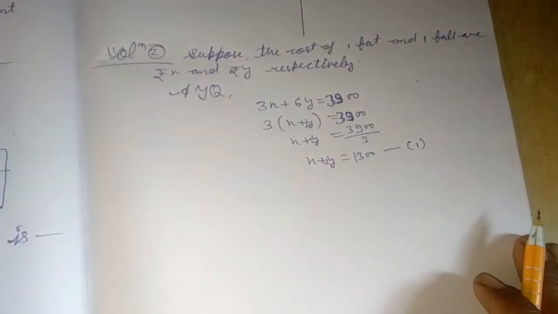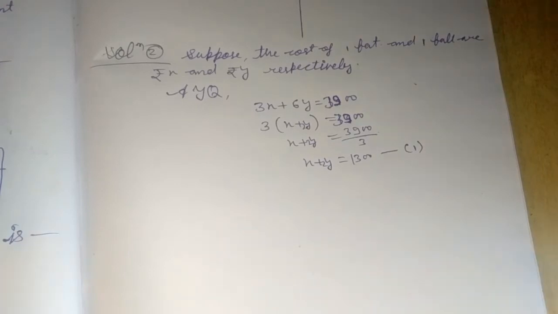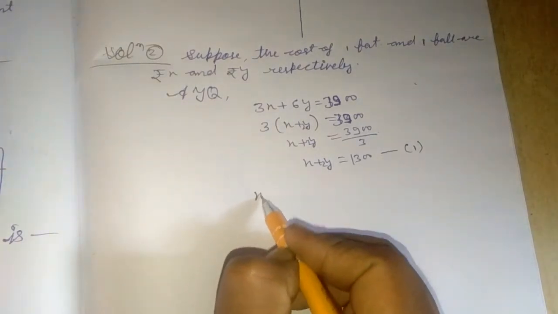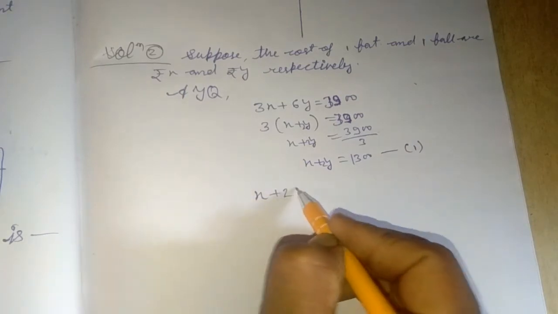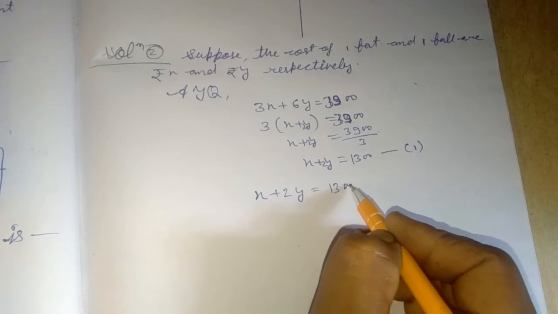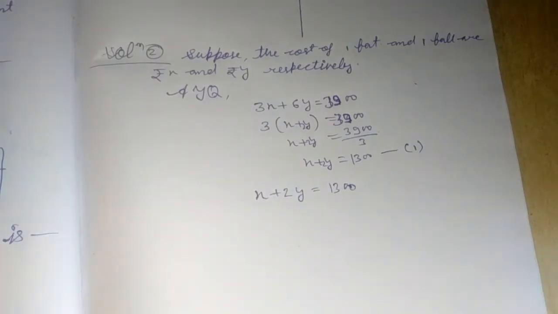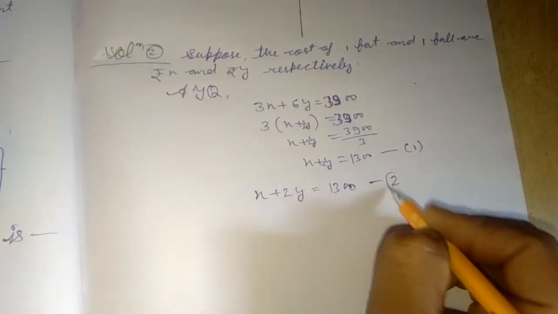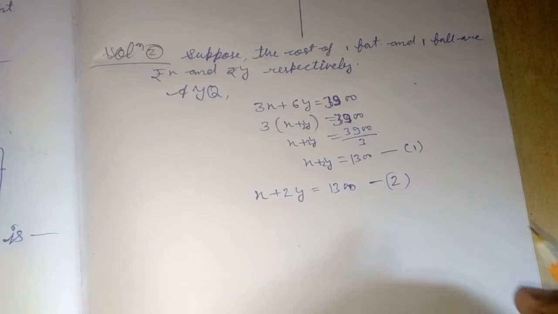Again, our second situation will be x plus 2y equal to 1300. The cost of one bat and two balls will be 1300. So it is our second algebraic equation.